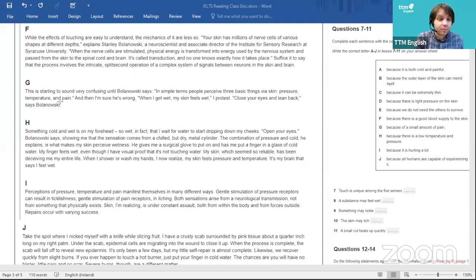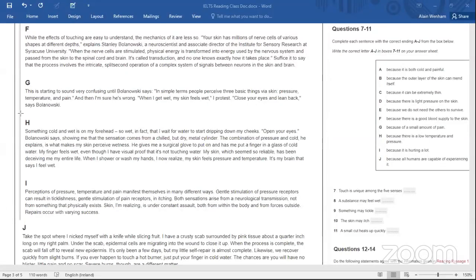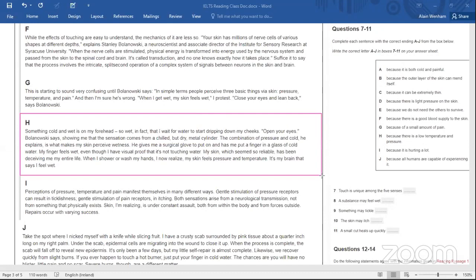Anyone? H, the last sentence. Now I realize my skin feels pressure and temperature. Last sentence in each paragraph. Okay, so let's think about this, guys. We're looking for writer, we're looking for experiment. Listen, Salah, why do you say it is H? Because the answer is H, but we need to think about why. Last sentence, sir. Okay, so how does that relate to the writer can see something?